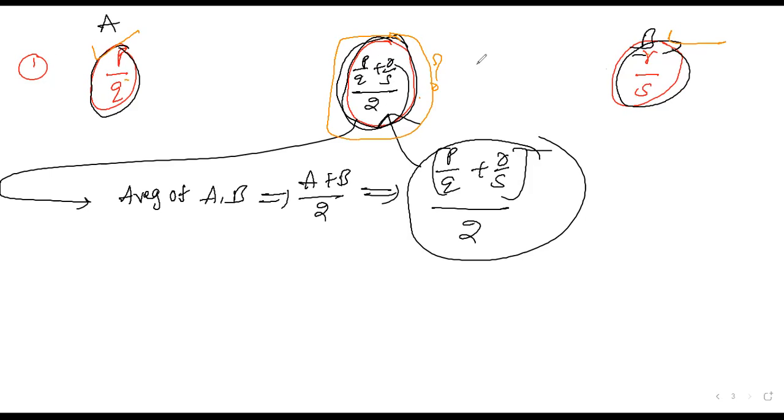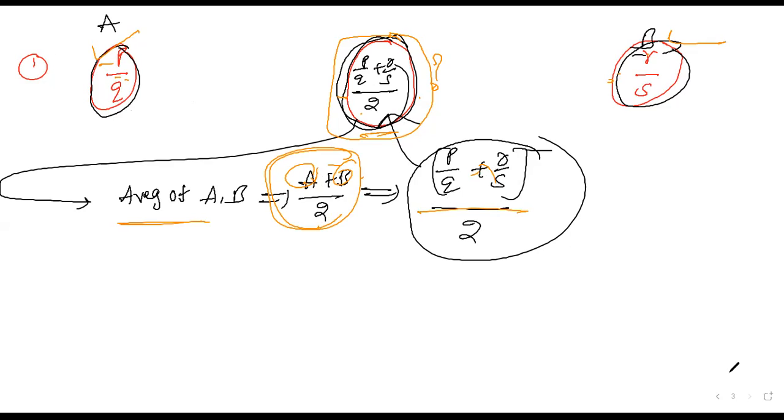To find a rational number between the 2 rational numbers, take the average of A and B. The average formula is A plus B by 2. What is A? P by Q. What is B? R by S. So it is P by Q plus R by S, by 2. This is the rational number you are going to get.